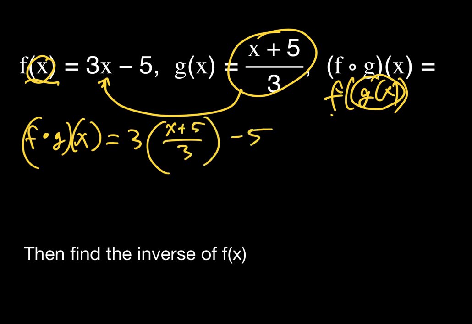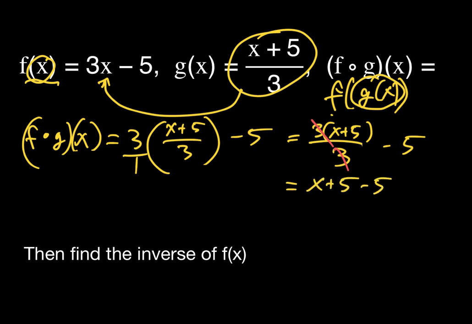minus 5. And then I'll simplify. Well, this is 3 over 1. So when I bring it in, 3 times x plus 5 over 3, minus 5. Look at that. 3 and 3. Reduce. So it equals x plus 5 minus 5, which is just x.